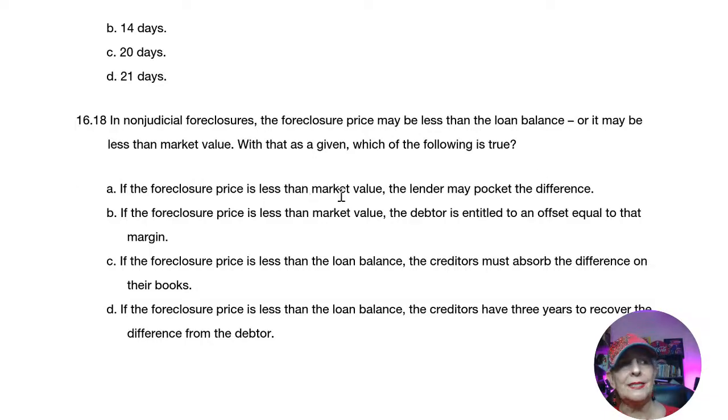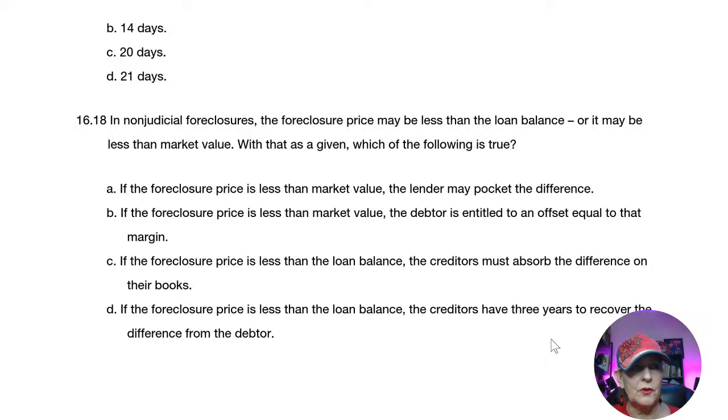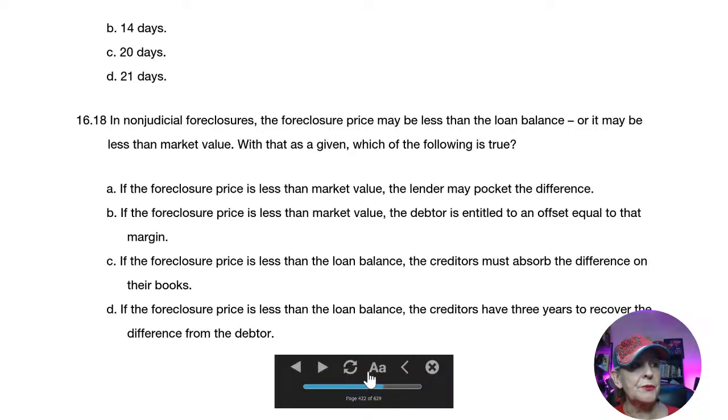A, if the foreclosure price is less than market value, the lender may pocket the difference. B, if the foreclosure price is less than market value, the debtor equal to that margin. Or C, if the foreclosure price is less than the loan balance, the creditors must absorb the difference on their books. Or D, if the foreclosure price is less than the loan balance, the creditors have 3 years to recover the difference from the debtor. So the debtor is the borrower, right? So which would be true here?